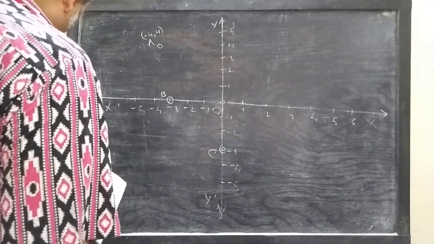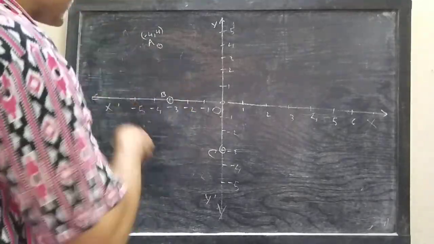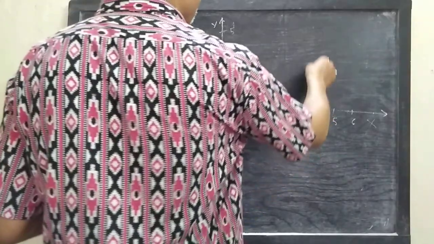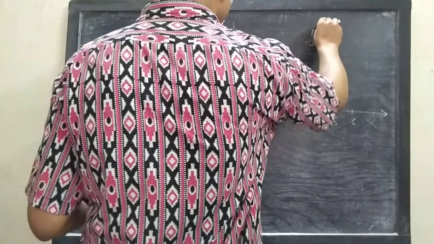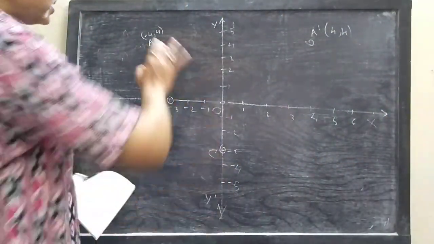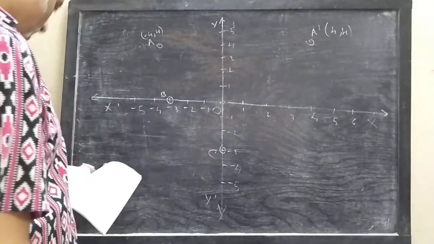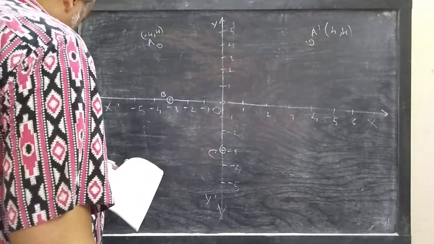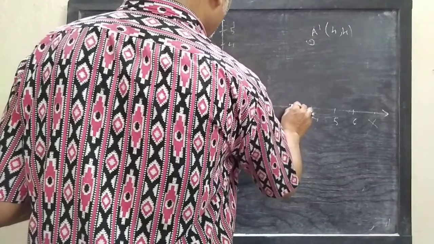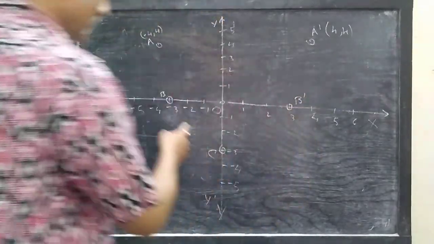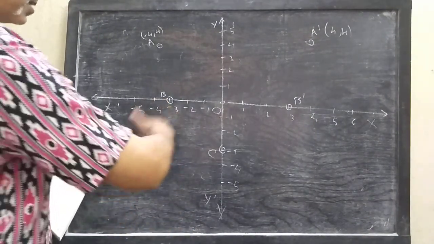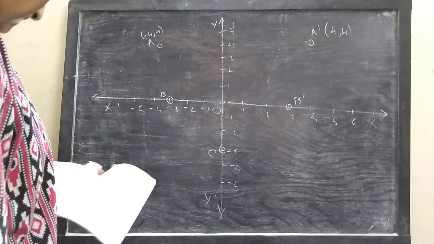Then reflect points A and B in the y-axis. Reflect this in the y-axis. You will get the point (4, 4). Say this is A dash. Its coordinate will be (4, 4), because after reflection the ordinate remains fixed and the abscissa changes its sign. A dash (4, 4). B will go to this point. Say this is B dash. This will be (3, 0). The ordinate 0 remains fixed. The abscissa was minus 3, which will become plus 3 after reflection in the y-axis.